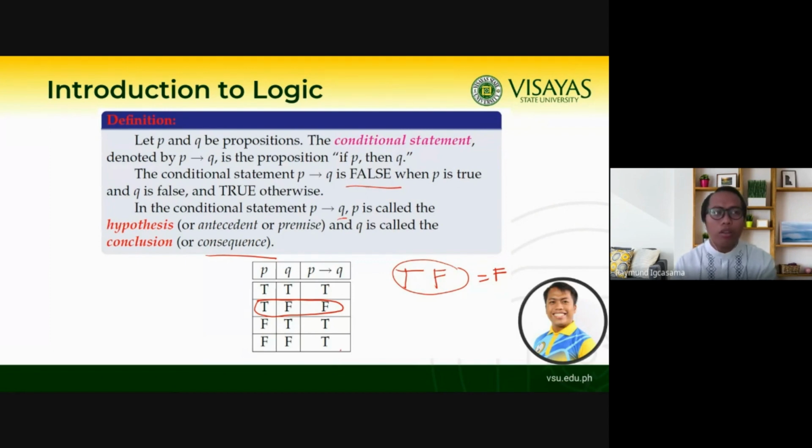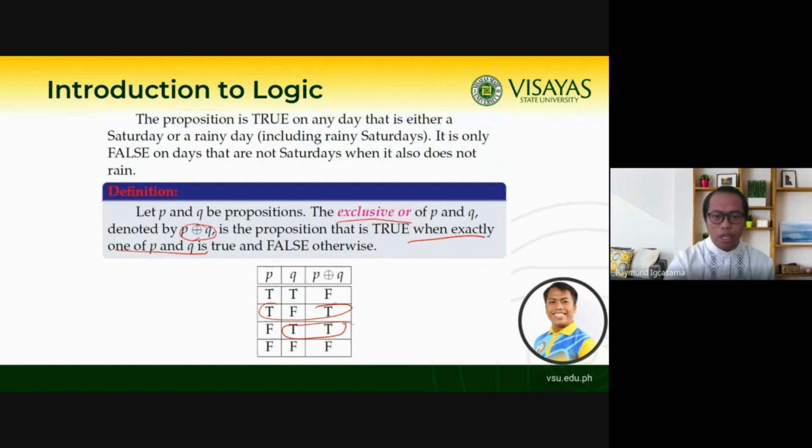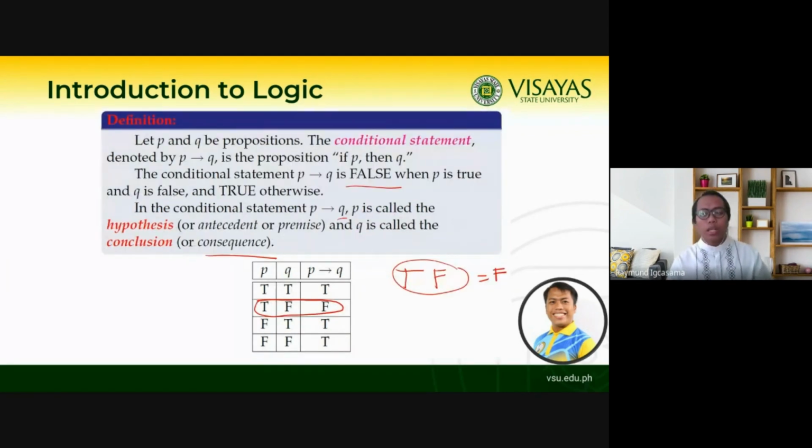Okay? So to go back, a conjunction is true if both propositions are true. A disjunction is false if both propositions are false. An exclusive OR is true if you have exactly one true value, for example TF or FT. And a conditional statement is false if your combination of propositions is TF. It cannot be FT, T must come first.